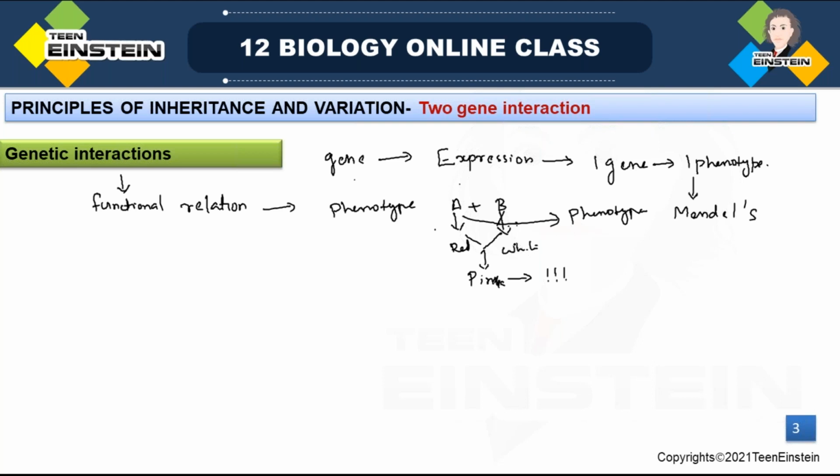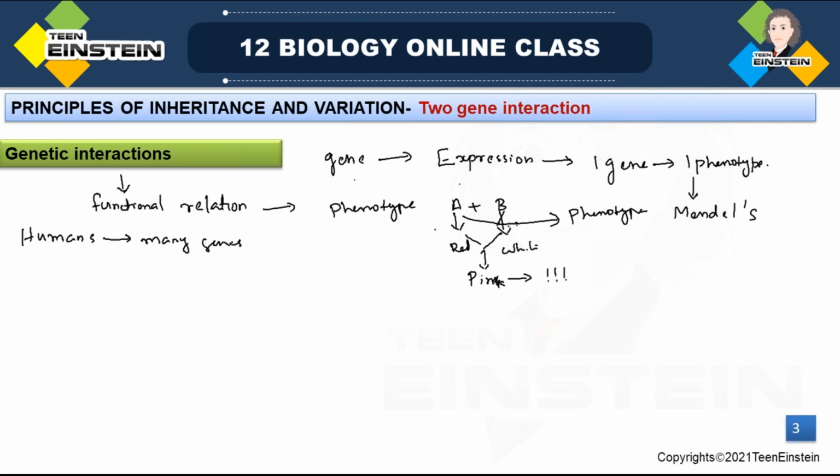So I will explain that in a better way. For example, here we can take humans. In human beings, we have several genes, many genes we have.